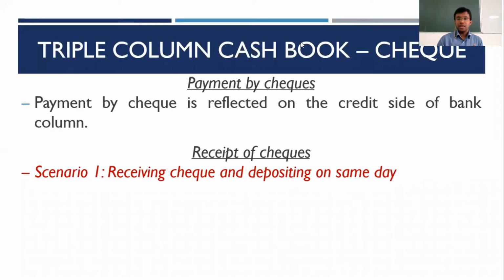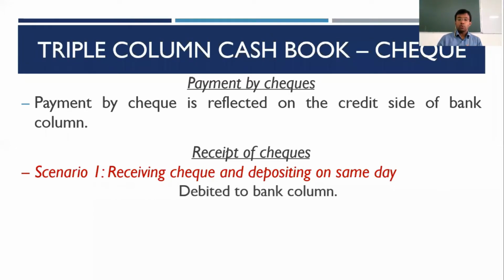The first scenario is where we will be receiving the check and we are depositing the check into the bank on the same day. So what could happen is someone has given you a check, you took the check from that person, you visited the bank, and you gave the check at the bank counter to be deposited into your bank account. So now this is the first scenario.